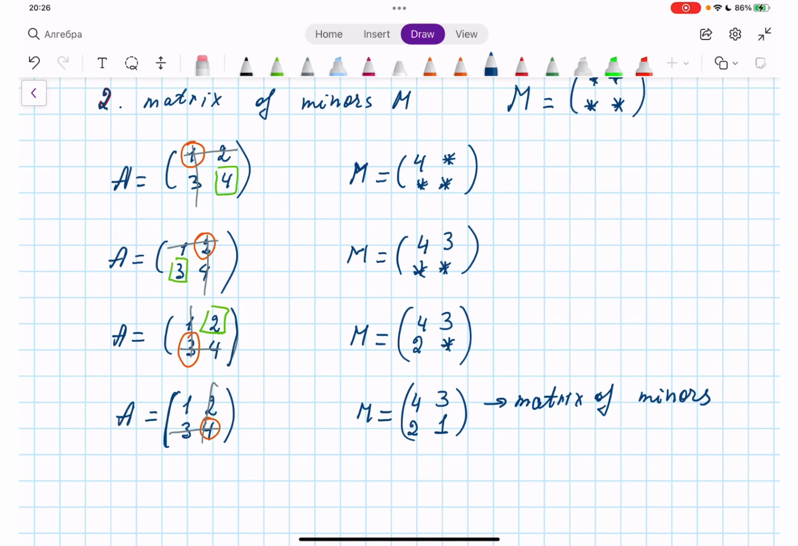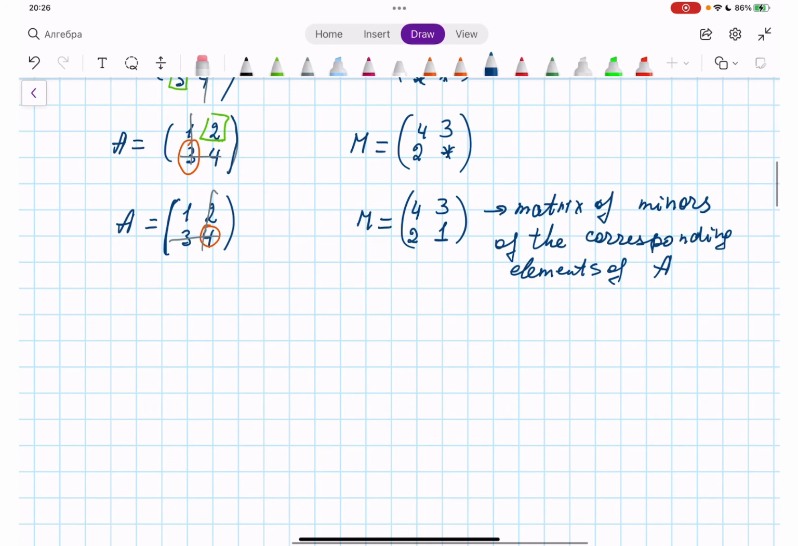Of the corresponding elements of matrix A. Corresponding elements of matrix A. Okay? Step number 3. Find the matrix of algebraic complement. Matrix of algebraic complement.